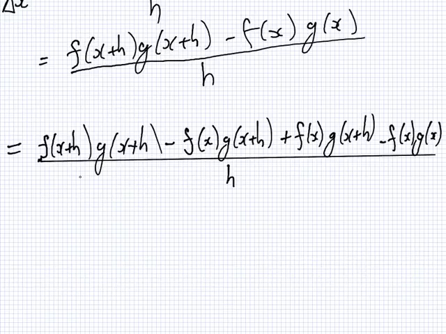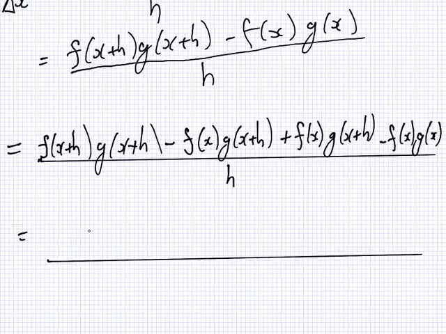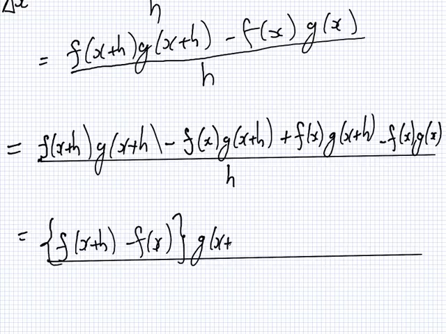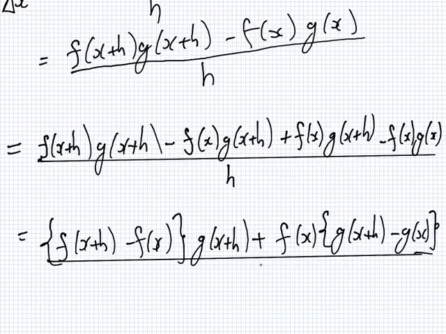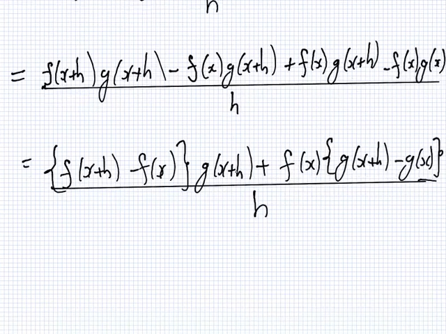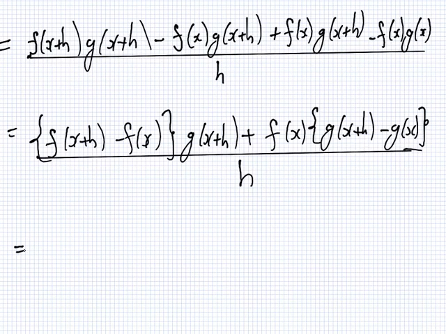Well, what's in common in the front now? Yeah, g(x+h). So let me take that out at the back. I have f(x+h) minus f(x), and I shall take out g(x+h). And then, what's common at the back here? f(x). And then I shall take that out in the front. g(x+h) minus g(x), all over h. Or, if I divide in the h, I get this.